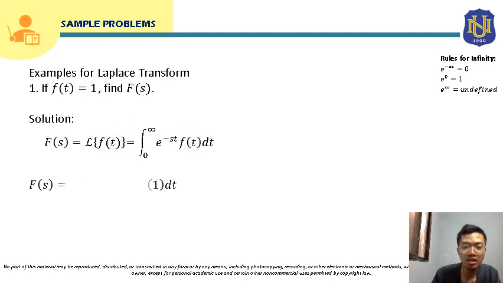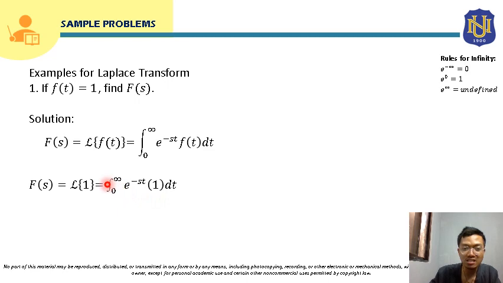Okay, so substituting that, this will just be f of s equal to the Laplace transform of the given f of t, which is 1, is equal to integral of e raised to negative st times 1, so that is the given f of t, dt from 0 to infinity. So as we can see here, we are going to integrate e raised to negative st times 1 dt from 0 to infinity. Okay, we're going to integrate that.